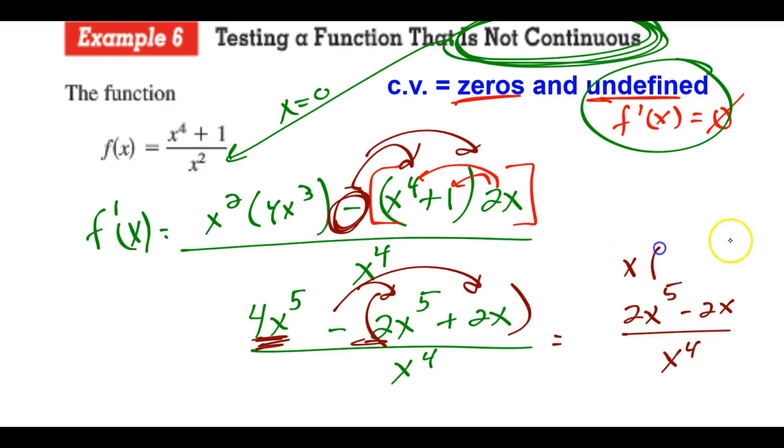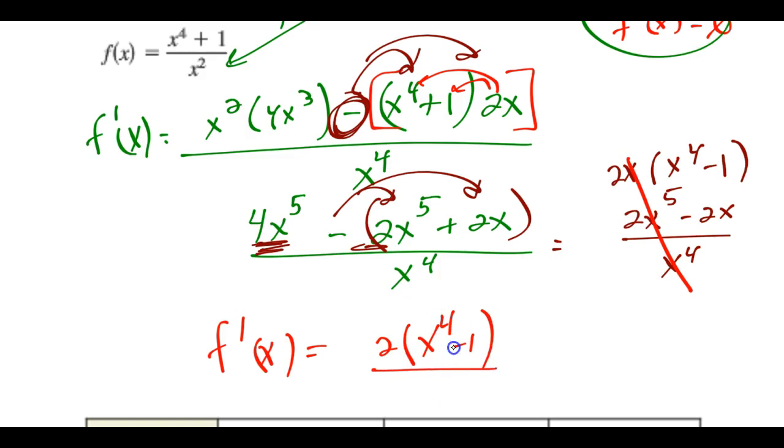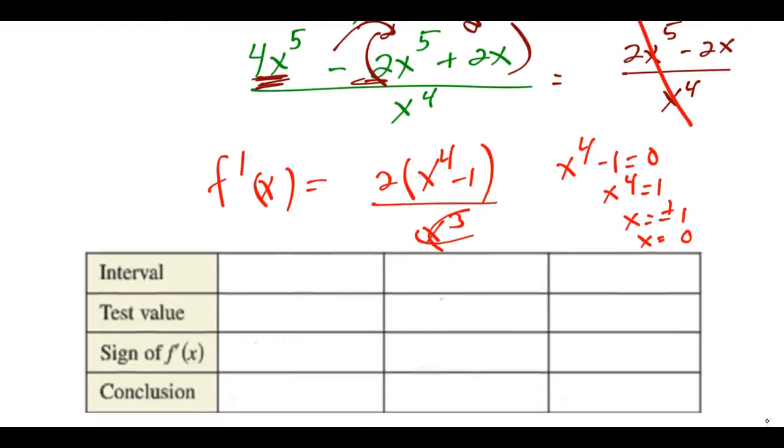It looks like I can pull out an x at least, leaving me, oh, how about a 2x? Let's pull out a 2x, leaving me with x to the 4th minus 1, and then one of these x's will cancel. So here comes the derivative. F prime of x is equal to 2 times the quantity x to the 4th minus 1 all over x cubed. So setting the numerator equal to 0, I get x to the 4th equals 1 when x is plus or minus 1, and of course this gives me x equals 0. So those are my critical values that I'm going to plug into my chart.